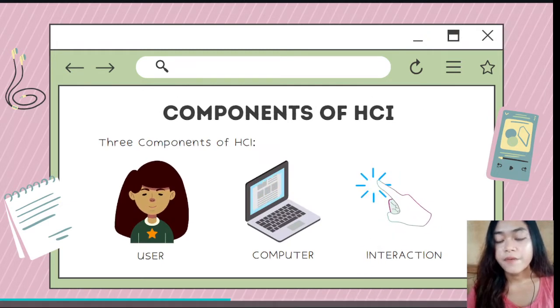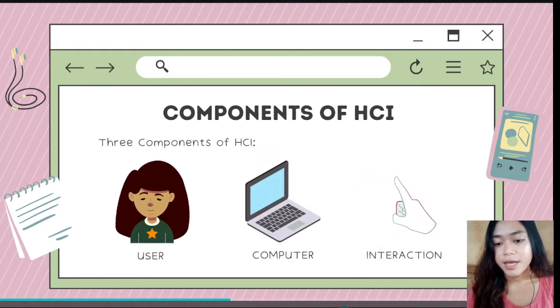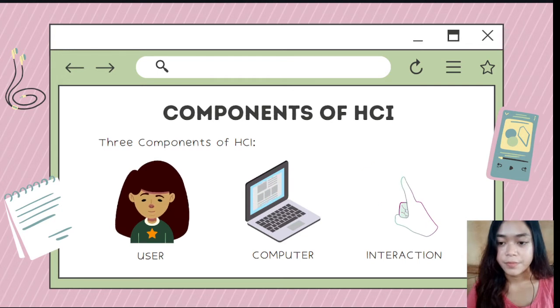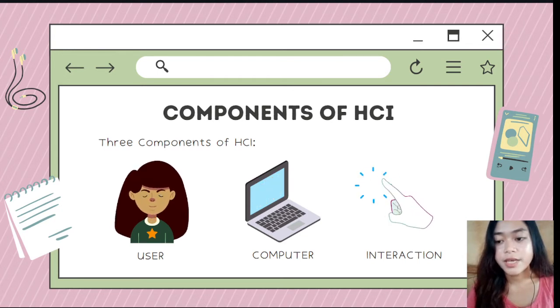So here we have the components of HCI. We have three components, namely user, computer, and interaction. So the term HCI, or human computer interface, refers to a system that has three components. As seen in the slide, we have the user, computer, and the interaction.